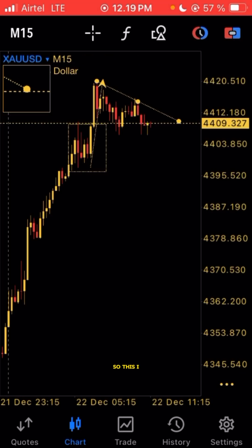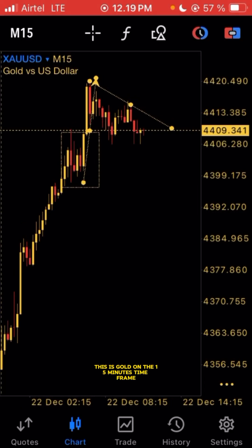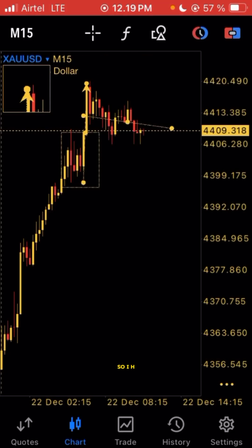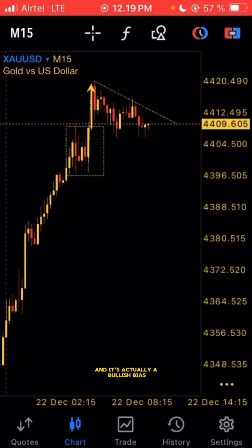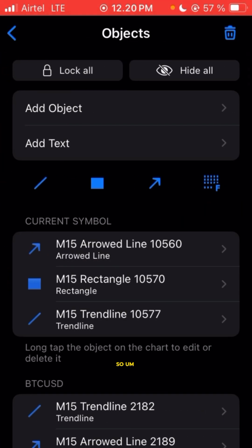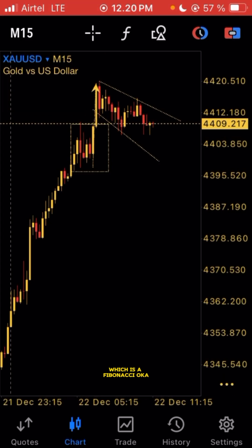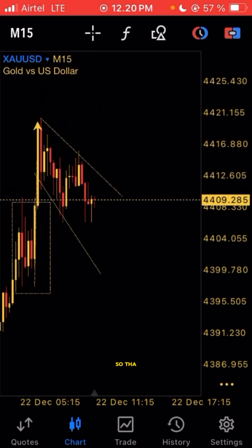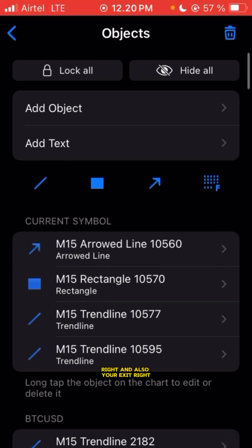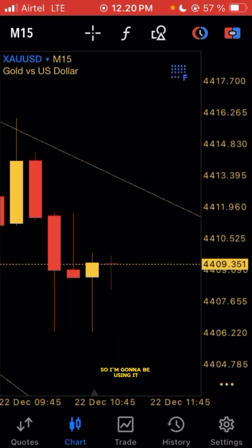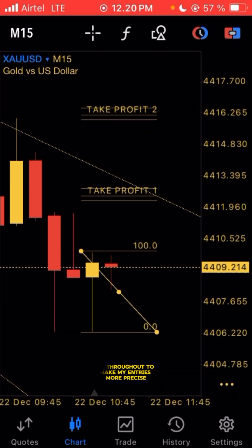So this is my first setup for the day, right? This is gold on the 15 minutes time frame. So I have a very nice setup here, and it's actually a bullish bias. I'm also going to be using the Fibonacci. That's one way to get your entry right and also your exit right. So I'm going to be using it throughout to make my entries more precise.